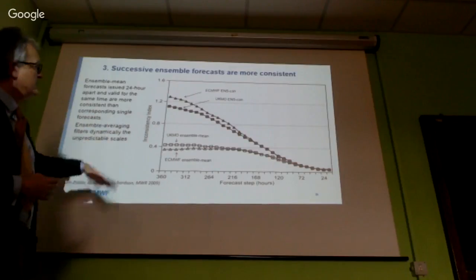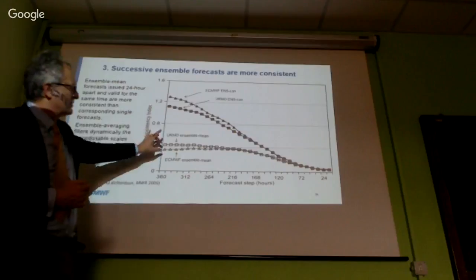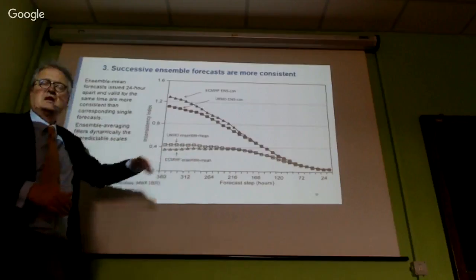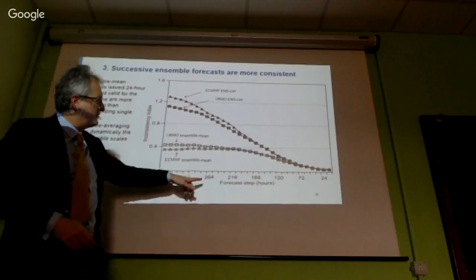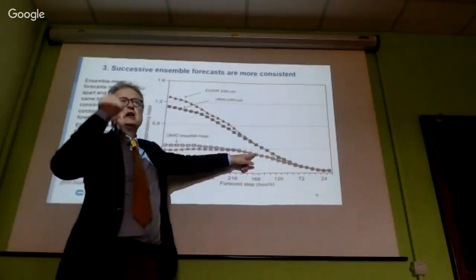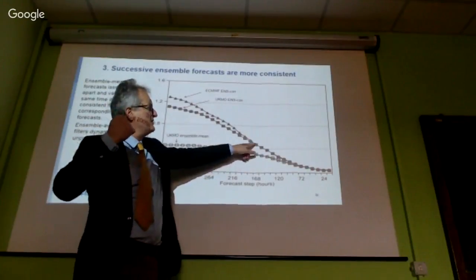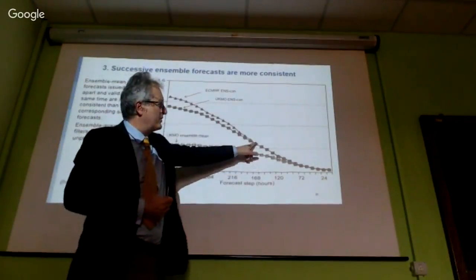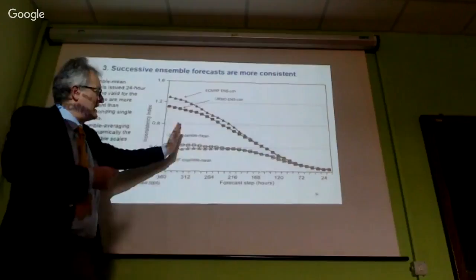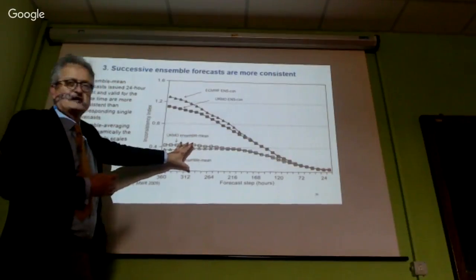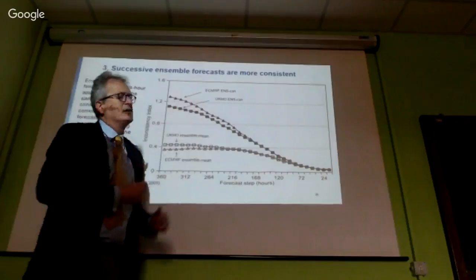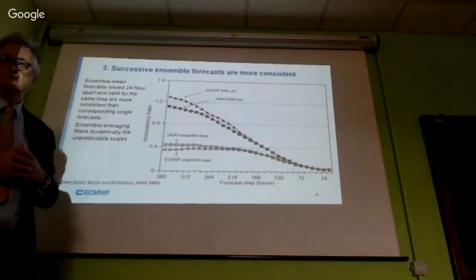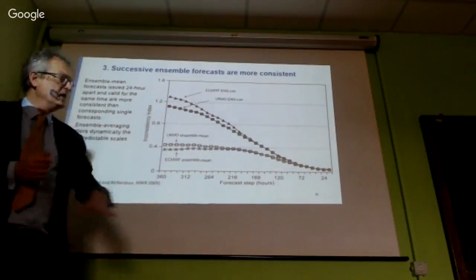And indeed, in this work, we showed that if we take, for example, the ensemble mean, the average distance between an ensemble mean forecast at day 7 and the one 12 hours earlier is much less than the difference between the 2 control forecasts, 2 single forecasts. And the longer the lead time, the more consistent the ensemble mean forecasts are compared to the 2 control forecasts. This is valid both for the ECMWF ensemble and the UK Met Office.